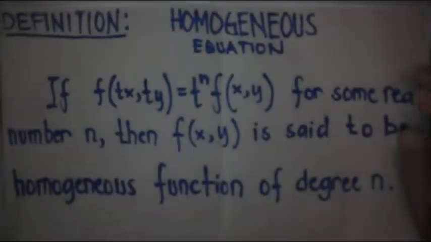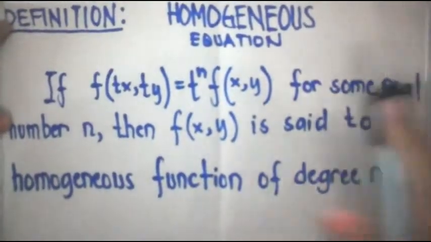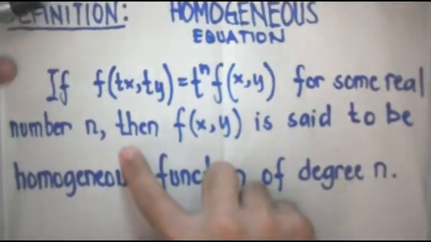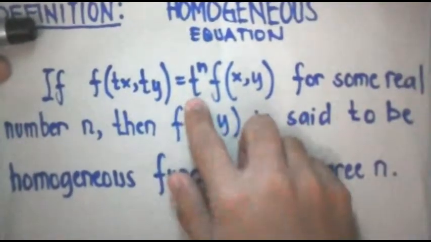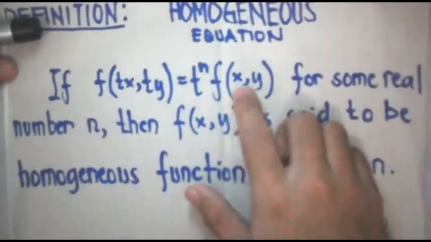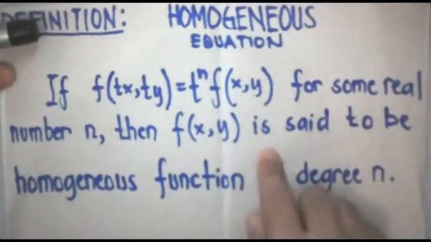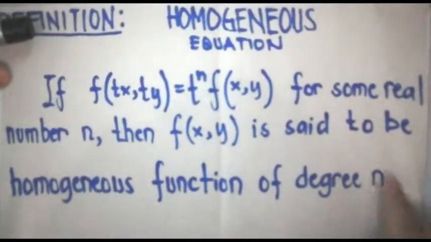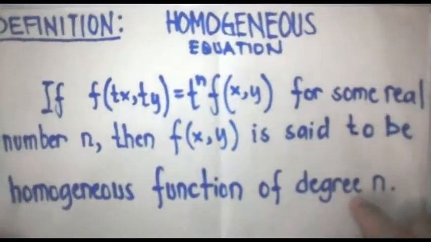Now let's go to the next kind of differential equation, the homogeneous differential equation. We define it this way: if f(tx, ty) equals t to the power of n times f(x, y) for some real number n, then f(x, y) is said to be a homogeneous function of degree n. n here is any real number.